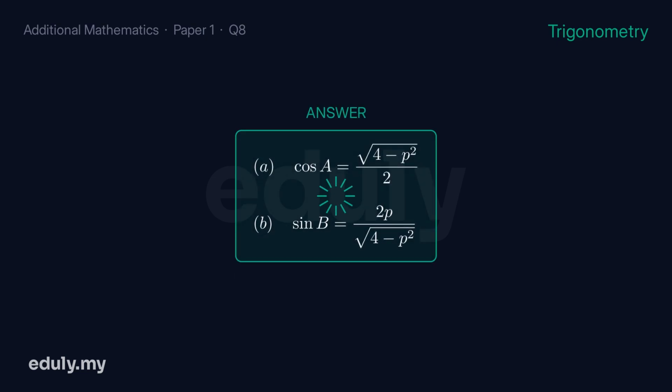Final answers. Part A, cosine A equals the square root of 4 minus p squared, all over 2. Part B, sine B equals 2p over the square root of 4 minus p squared.